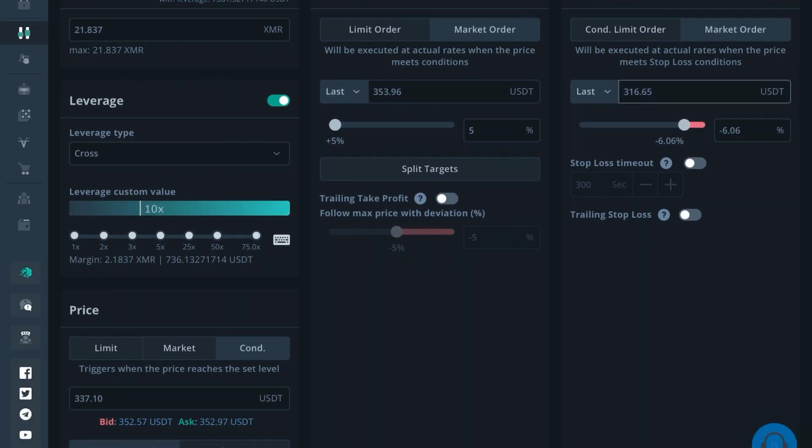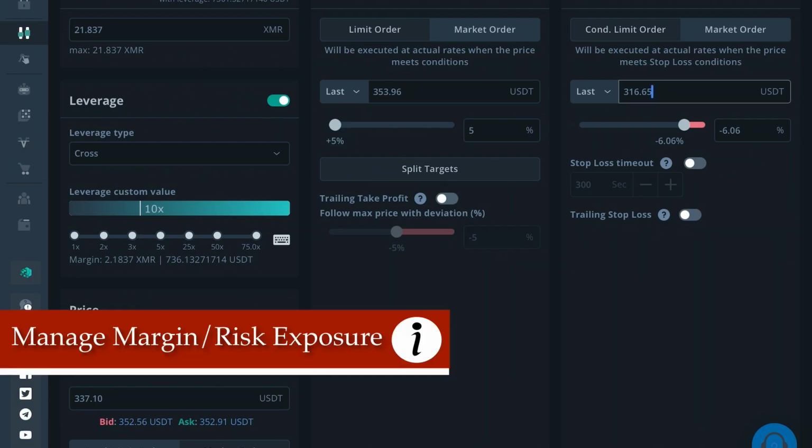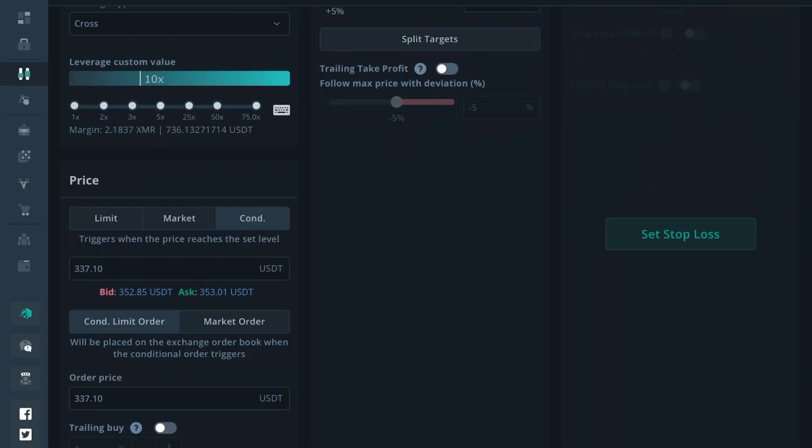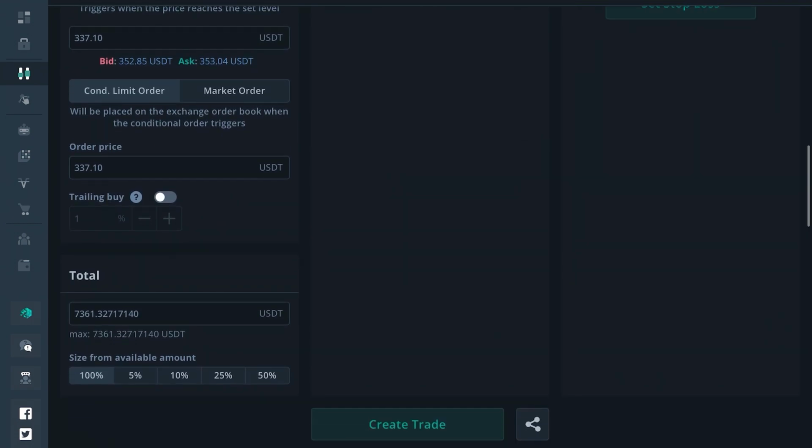So if you don't like to use stop loss, like myself or some other people I know, then you need to manage your margin or risk exposure properly. So let's just say, for example, you're using 10x leverage on your trade. You shouldn't be using a position size more than 10%.